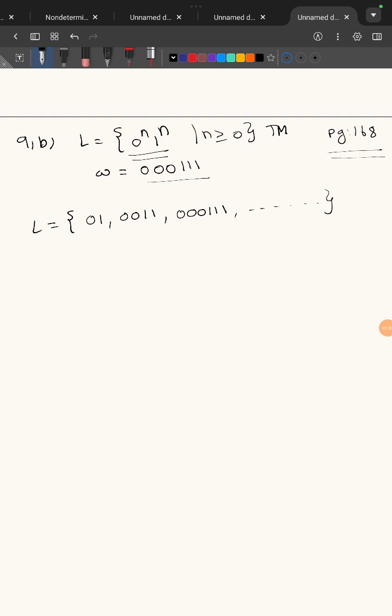So what is the basic idea we are going to use? Let us take the string that they are asking to check, 3 zeros followed by 3 ones. Now your Turing machine will see the first zero. It will mark that it has seen the first zero by replacing the zero with x. Now the string will become something like this.